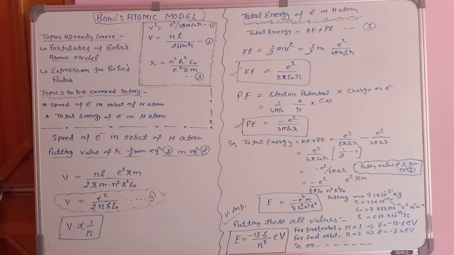So what is the value of m? The mass of the electron, 9.1 into 10 raised to minus 31 kg. What is the value of e? 1.6 into 10 raised to minus 19 coulomb. What is epsilon naught? The absolute permittivity, 8.854 into 10 raised to power minus 12 coulomb square Newton inverse per meter square. h is Planck's constant, and its value is 6.6 into 10 raised to power minus 34 joule second.